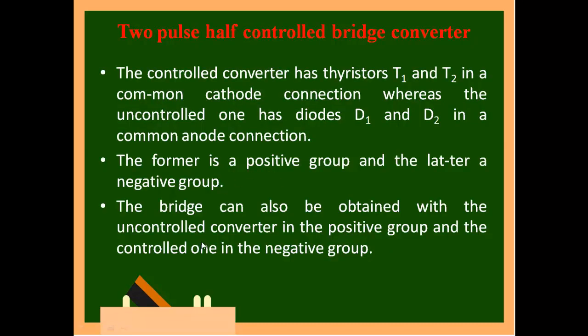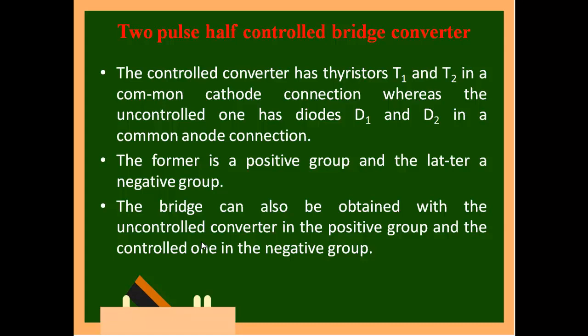So the controlled converter has thyristors T1 and T2 in common cathode connection, whereas the uncontrolled diodes D1 and D2 are in common anode. Common cathode, common anode, and all you should know. The former is the positive group and the latter is the negative group.